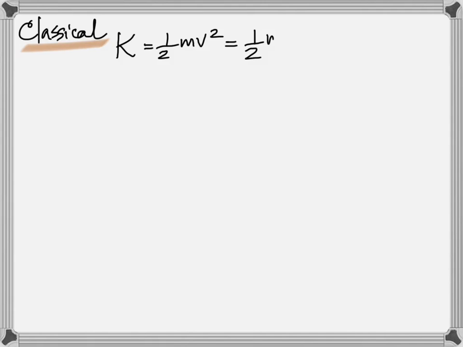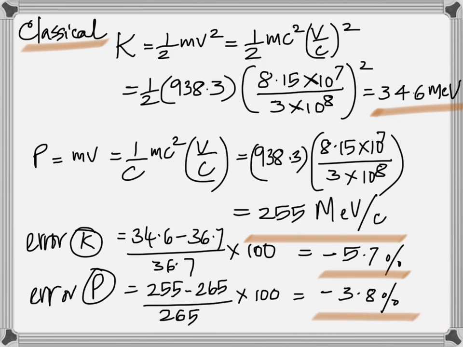Now, if this were done using the classical formulas, this is what you would have got. Just going to run through this because it's just for comparison purposes. All right, so 1/2 mass times velocity squared would have given 34.6, and you get the momentum as 255. So you calculate the difference divided by the original times 100, and you see that there's a small change. Even at this high velocity, it's not much different.